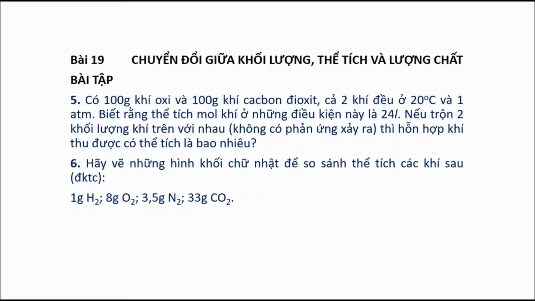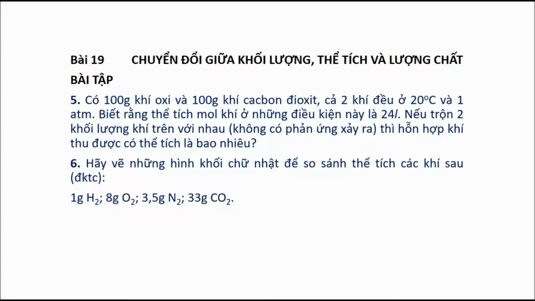5. There are 100 grams of oxygen gas and 100 grams of carbon dioxide gas. Both gases are at 20 degrees Celsius and 1 atmosphere. The molar volume at this condition is 24 liters. If they are mixed, no reaction taking place, what is the volume of the mixture?